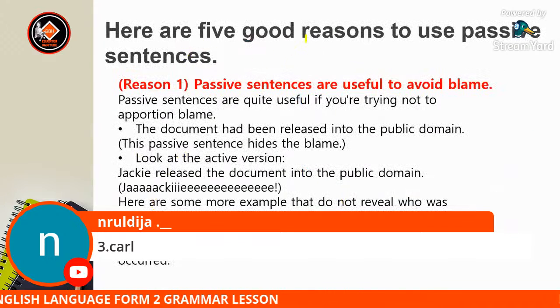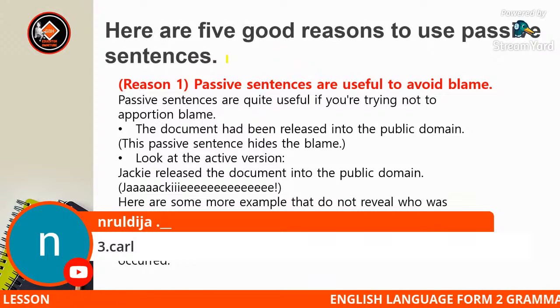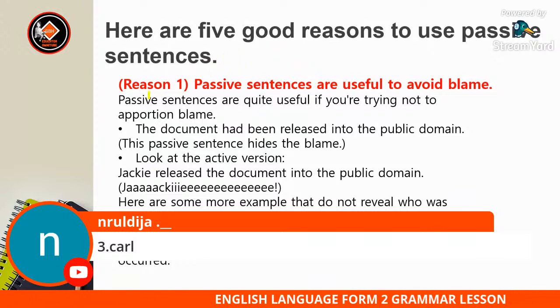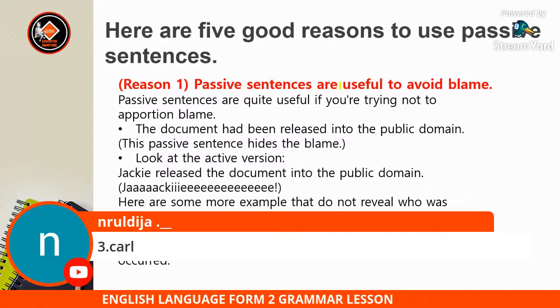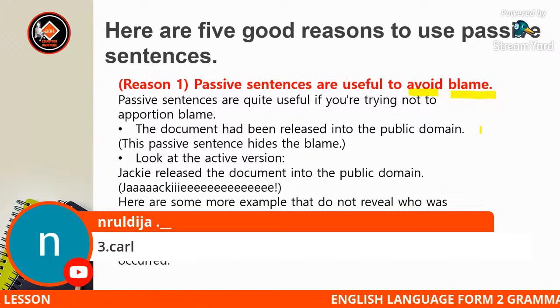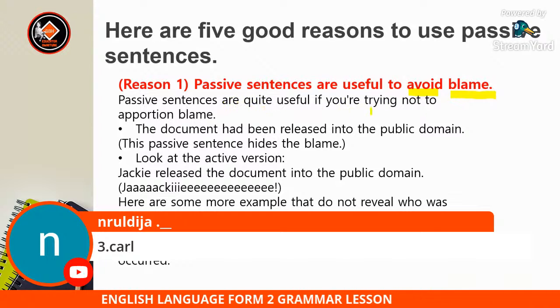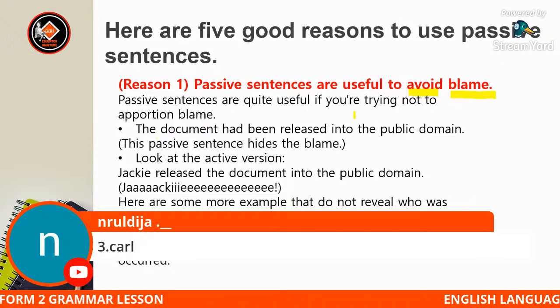Here are 5 good reasons to use passive sentences. So there are 5 good reasons. So you must remember this, okay? Reason 1, passive sentences are useful to avoid blame. To avoid blame means you do not want to put the blame on any person, the actor. Okay, passive sentences are quite useful if you're trying not to apportion blame. You don't want to put any blame.